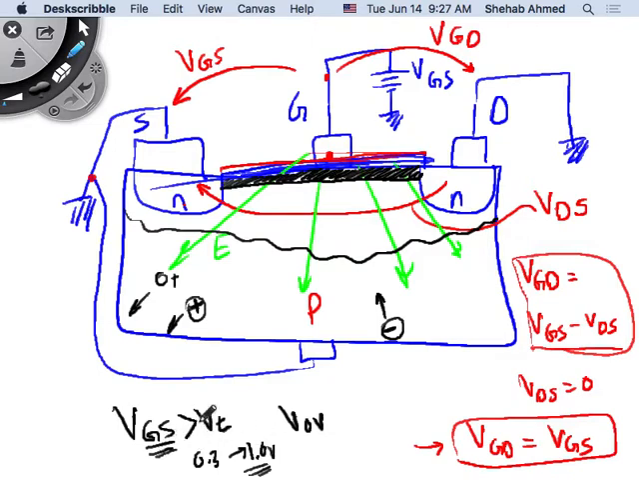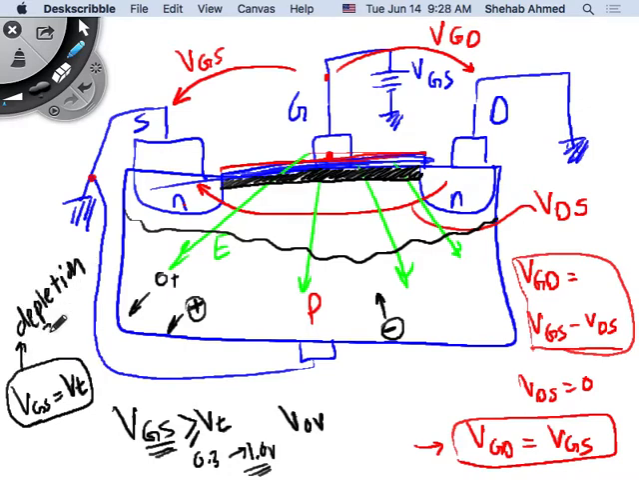I have to be beyond that to create the depletion layer, but I still did not create my channel. I have to go beyond that with a certain amount called over voltage. VGS has to be greater than VT. So if VGS is equal to VT, I've created my depletion layer. So this is enough voltage to create the depletion zone or layer, whatever you want to call it. VGS equal to VT is enough to create this depletion zone, depleted of the majority carriers.